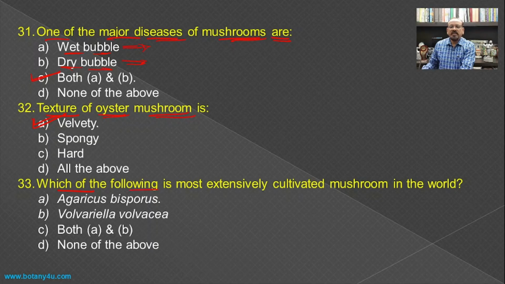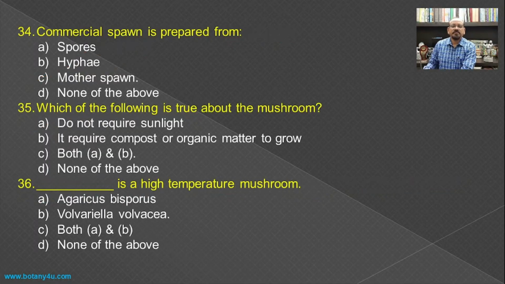Then which of the following is the most extensively cultivated mushroom in the world? Earlier I have told you that the button mushroom is the most cultivated mushroom all over the world, including our country India, and hence the button mushroom is Agaricus bisporus, and hence it becomes the answer for this question.